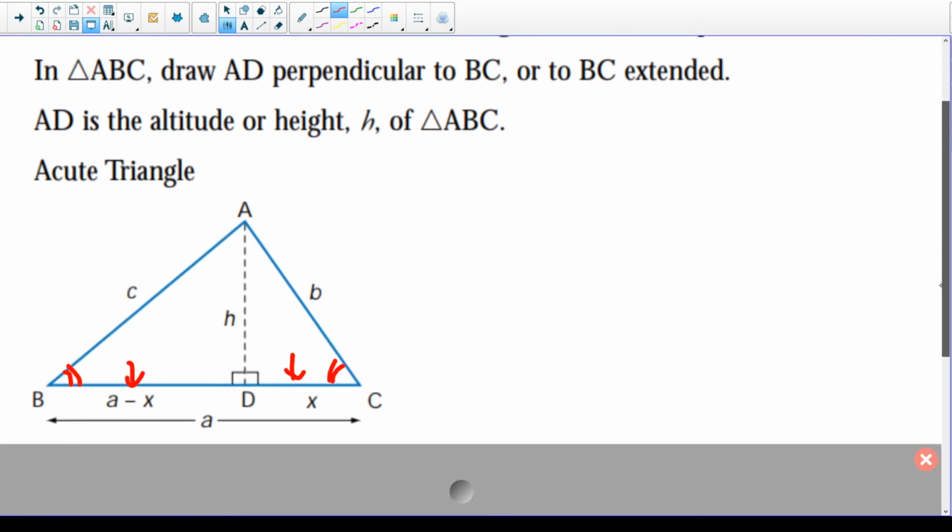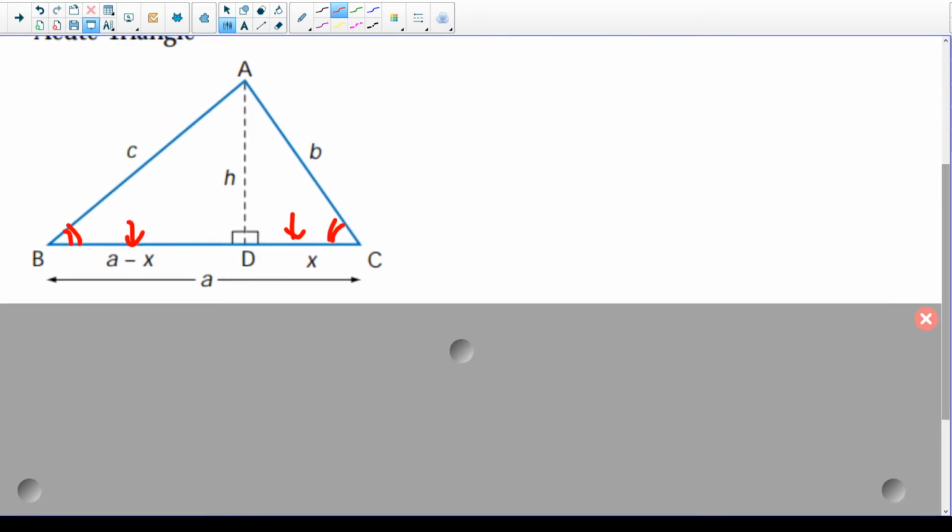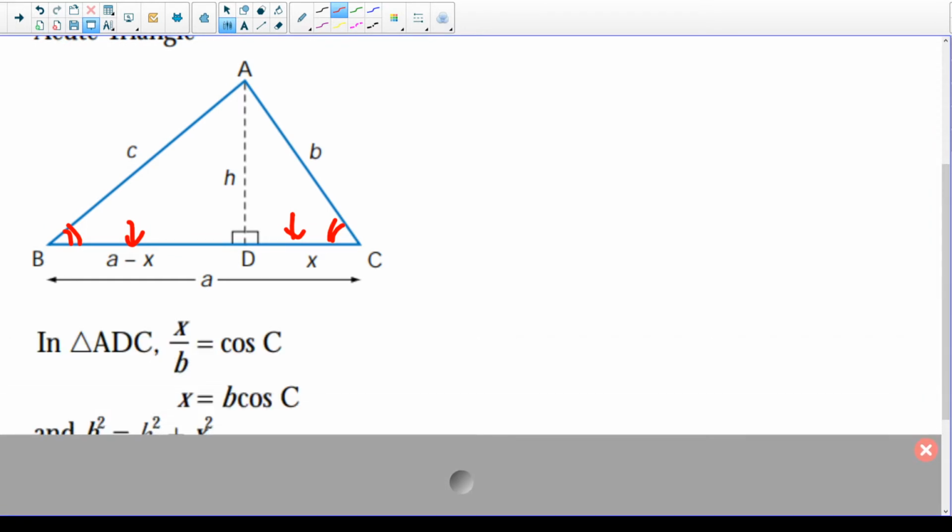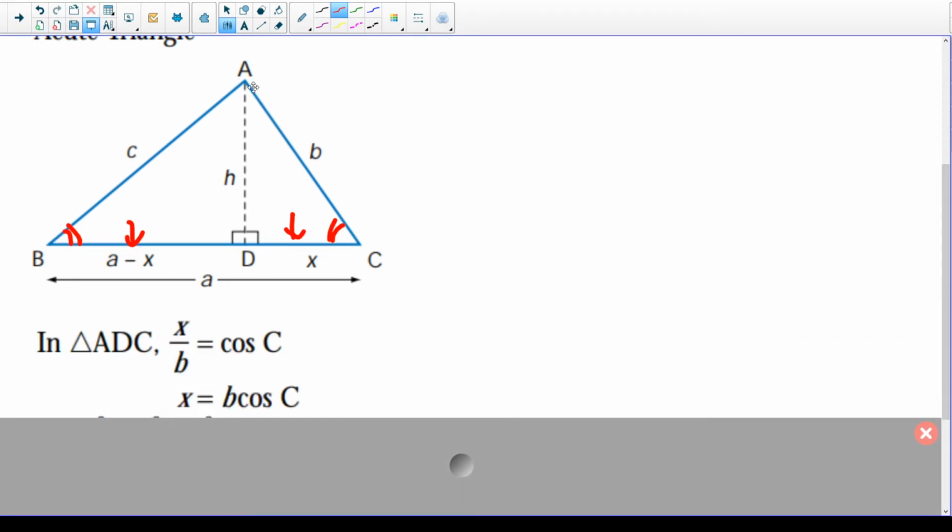So the first thing we're going to do, in triangle ADC, which is this small right angle triangle here, we're going to write cosine C is equal to x, the adjacent side, over h, the height of the triangle. Okay? Sorry, my mistake. X over b. The h messed me up with hypotenuse there. Sorry about that. So it's x over the hypotenuse. The hypotenuse is b in this case.